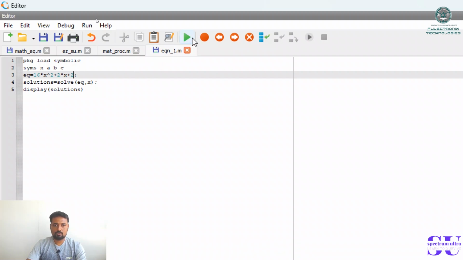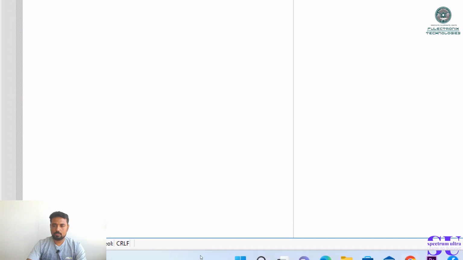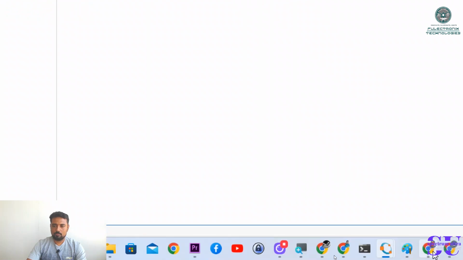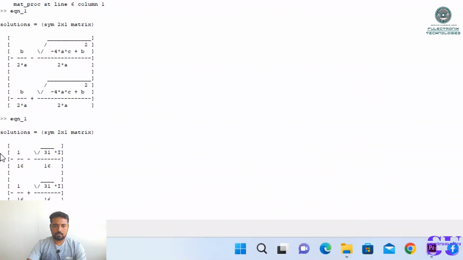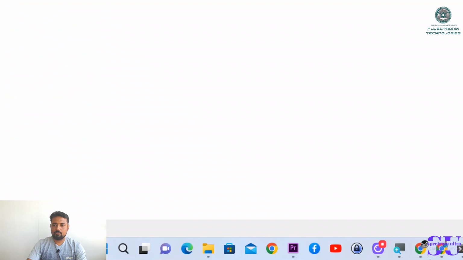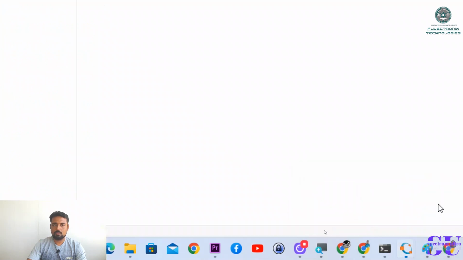This time we'll try to solve, and it will give you the answer. We have to again go to the command window and see the answer. So the answer is this one: minus 1 by 16 minus root under 31 into i, that is iota, root under minus 1 by 16, and the same values. So we'll go and write something else.